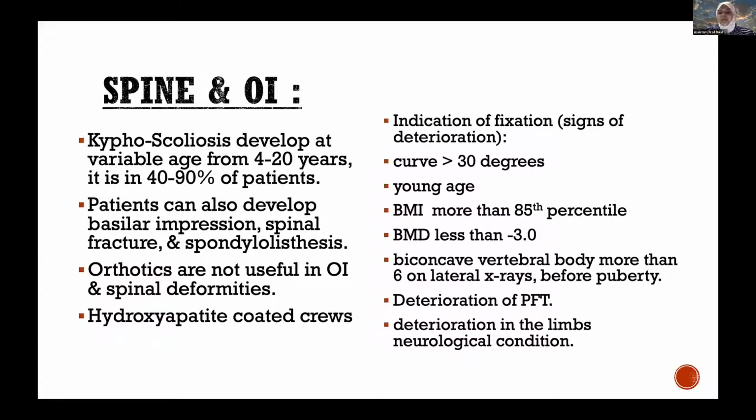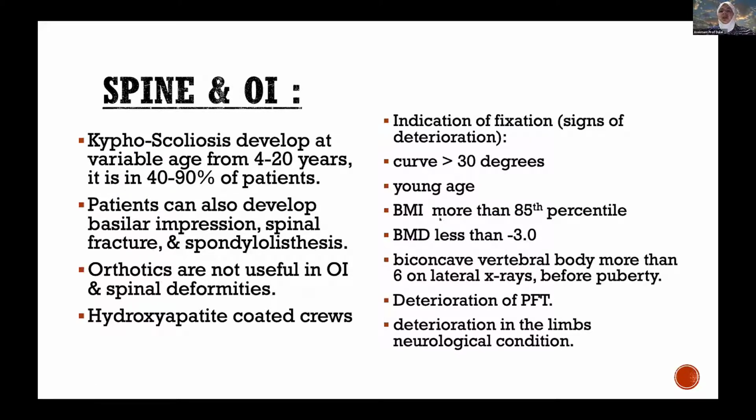40 to 90% of patients will develop some sort of kyphoscoliosis from ages 4 to 20. They tend to develop basilar invagination or fractures or spondylolisthesis. We know that orthotics wouldn't work with osteogenesis patients, so please do not try to use orthotics. If you are going to use spine fixation, use hydroxyapatite coated because it has a bit better function.